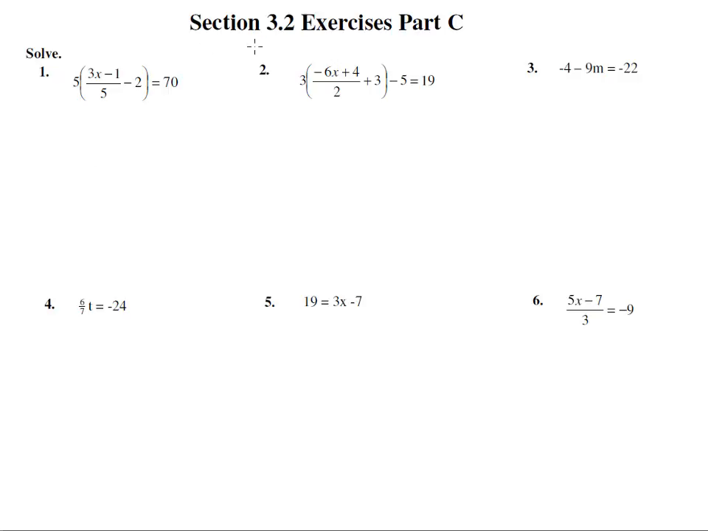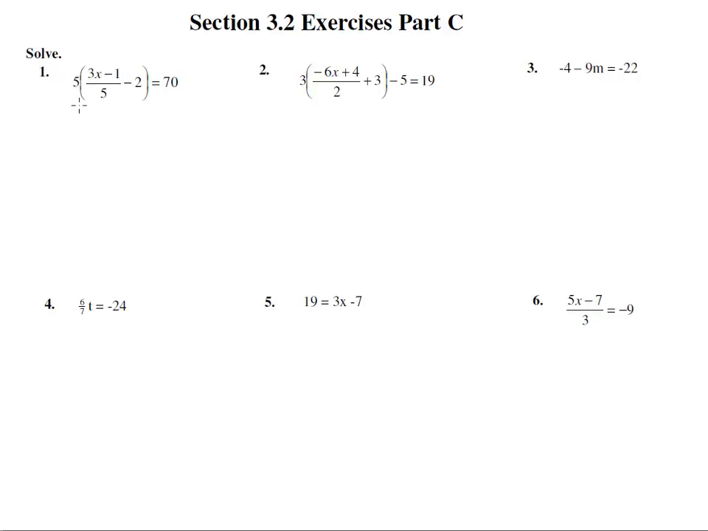Here we are in section 3.2 exercises, part C, with the solutions to numbers 1 through 6. Now this is a review of the early stuff in linear equations where we can just peel stuff off. Number 1, we've got the x right here in the middle, and the x is timesing by the 3, then 3x minus 1, then all that divided by 5, then all of that result subtracting 2 and then multiplied by 5. So we can just go in reverse order since the x's are all together.